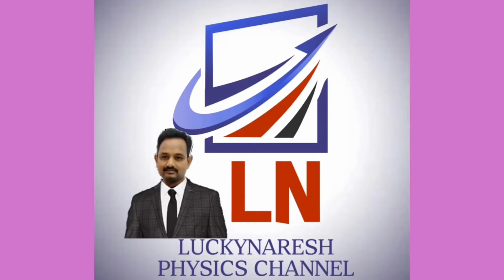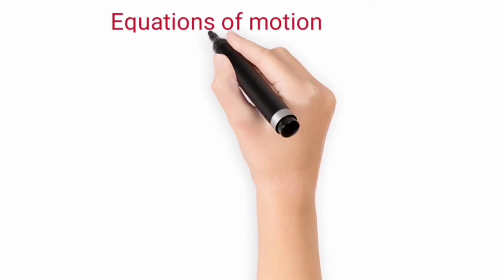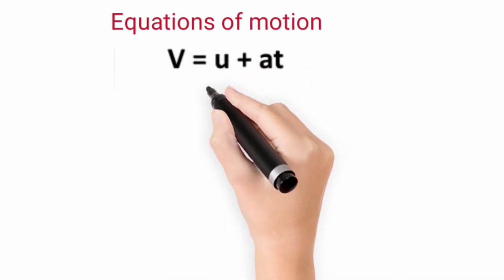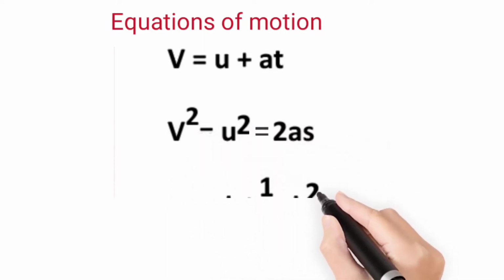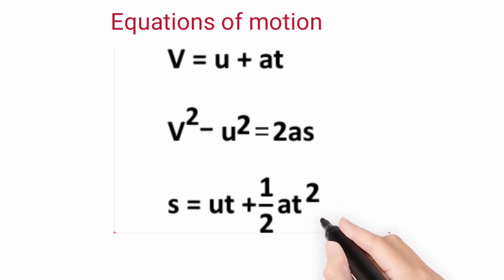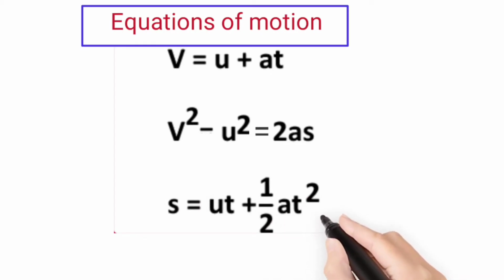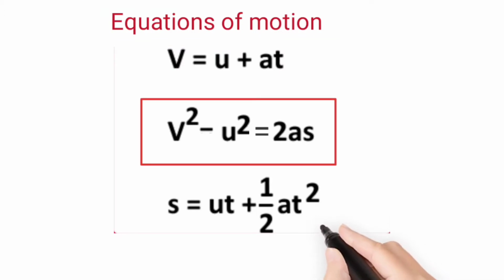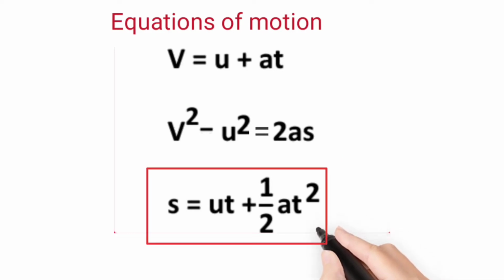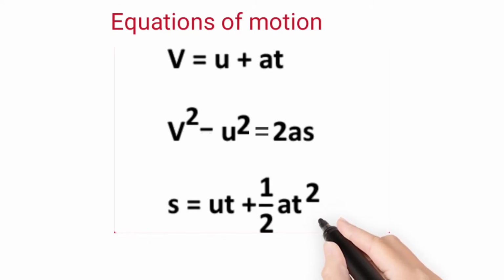Students, in this session I am going to discuss equations of motion under gravity in motion in a straight line. We have equations of motion: v is equal to u plus at, v square minus u square is equal to 2as, s is equal to ut plus half at square. Now we will discuss equations of motion under gravity.